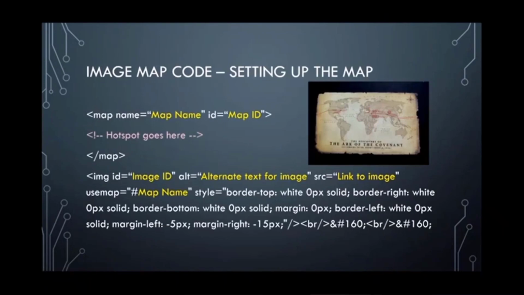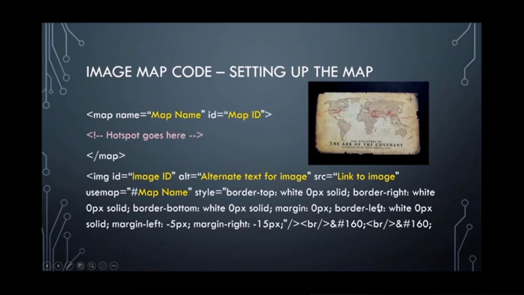Setting up the image map code, we have the first line here where we're creating the map. We give it a name, and then an ID. My yellow text here is what you would edit for whatever you have. Everything else can probably be the same. I'll talk more about the hotspot code in a second. That would go here. It's just commented out as a note.